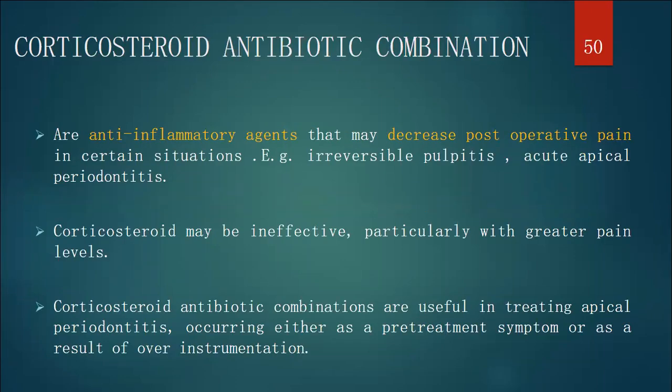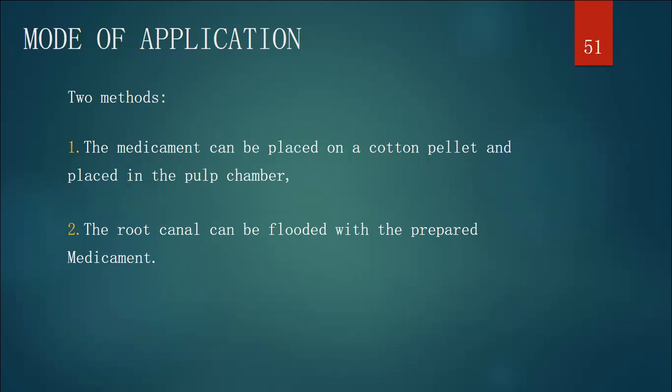Corticosteroid antibiotic combinations are anti-inflammatory agents that may decrease post-operative pain in certain situations. Example: irreversible pulpitis, acute apical periodontitis. Corticosteroid may be ineffective, particularly with the greater pain levels. Corticosteroid antibiotic combinations are useful in treating apical periodontitis, occurring either as a pre-treatment symptom or as a result of over-instrumentation. Mode of application: there are two methods. The first one is the medicament can be placed on a cotton pellet and placed in the pulp chamber. The second one is the root canal can be flooded with the prepared medicament.